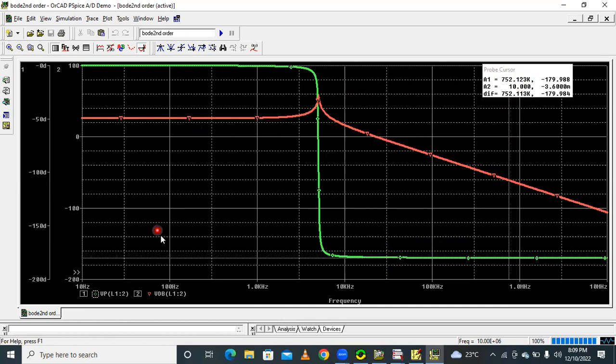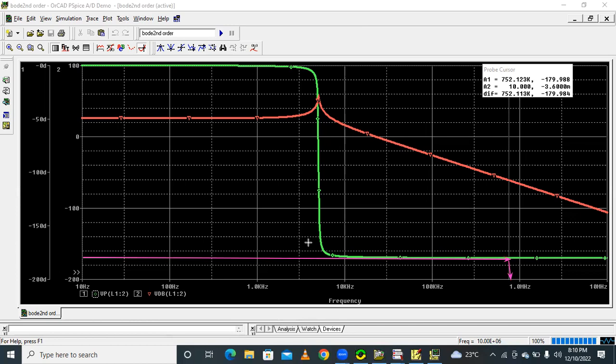So how to find the phase crossover frequency? It means the 180 degrees line. When it touches the 180 degrees line from here onwards, this line is called the 180 degrees line. Here exactly we will get minus 179.99. The corresponding frequency is 752 and 123 kilohertz, which is very, very high. This frequency is our phase crossover frequency. Like this, we have to find the phase crossover frequency and gain crossover frequency.